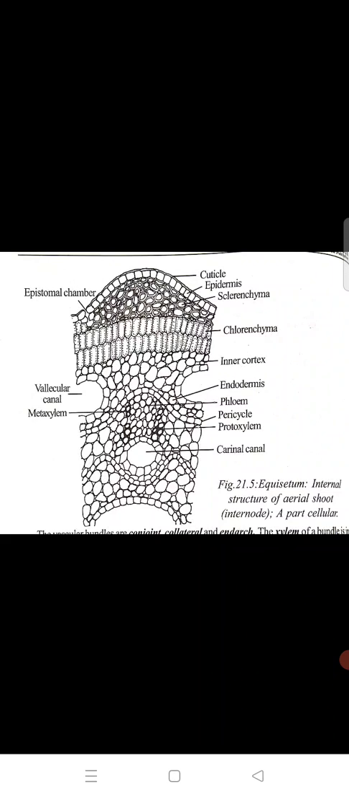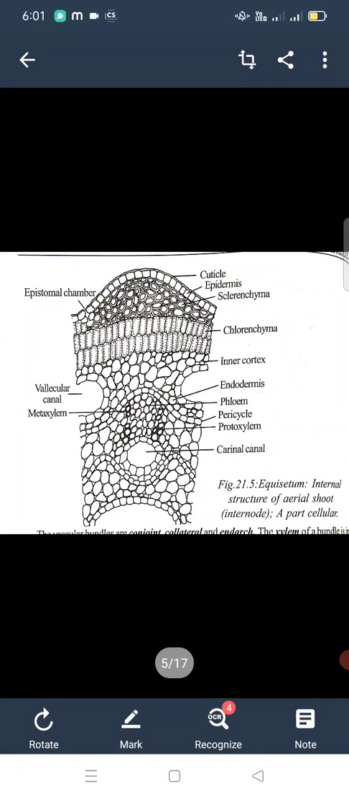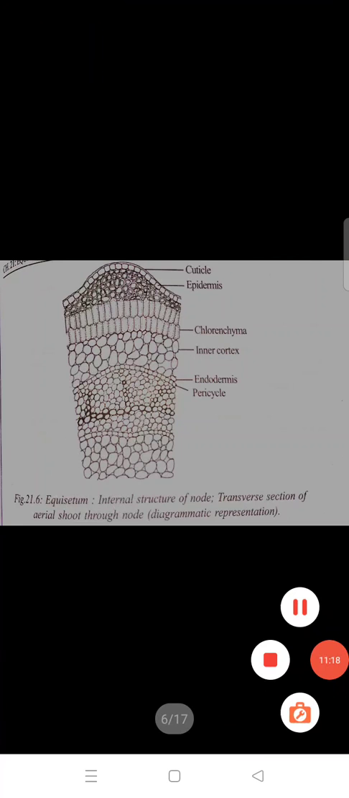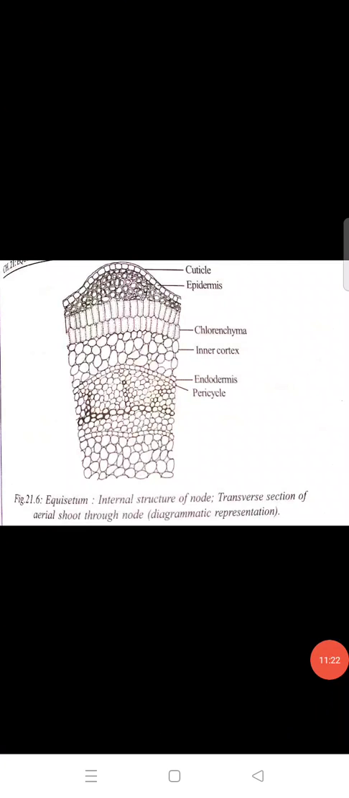Next, internal structure of node of Equisetum. A transverse section of stem passing through the node shows an outer epidermis and cortex, endodermis, stele and pith. The epidermis and cortex are similar to those of the internode region of the stem. However, the vallecular canals are absent in the nodal region.